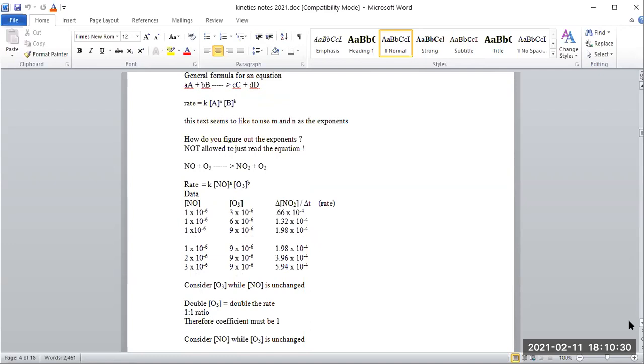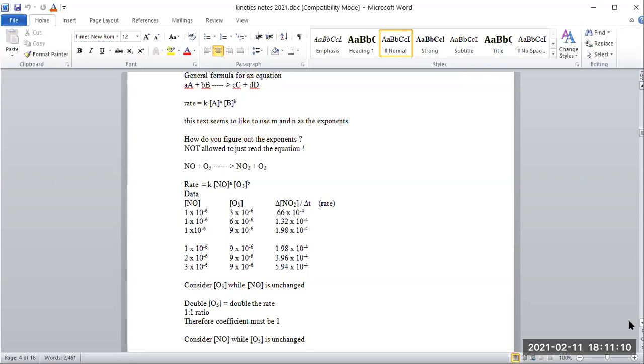In the first 3 lines, note, I am holding my NO concentration fixed. All of them say 1 times 10 to the negative 6th. But I am changing one of my reactants: 3 times 10 to the negative 6th, 6, 9. Basically, I doubled it and then I tripled it. And then I look at my rate. So when I changed something, what happened to the rate?